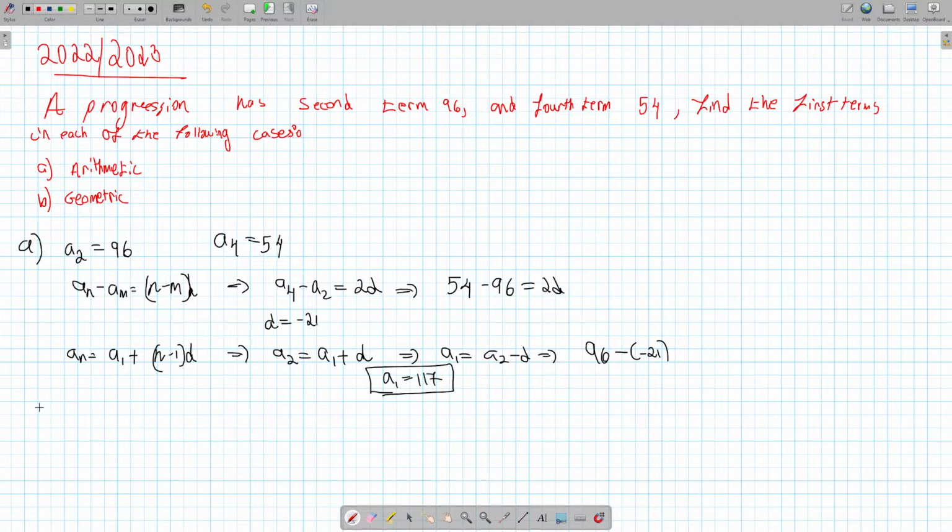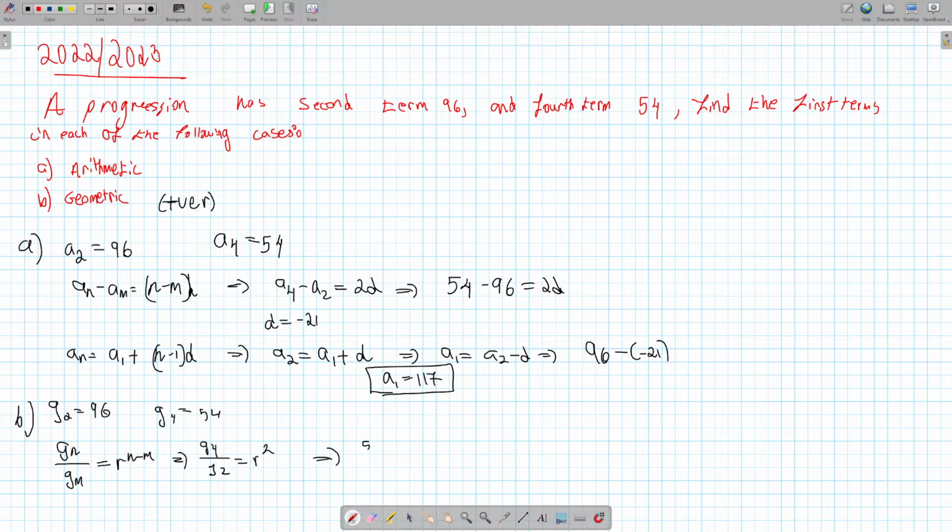Part B, if the progression is geometric with a positive common ratio. They said it's a positive ratio. What do we know? If we have G2 as 96 and we have G4 as 54, can we find the common ratio? Of course we can. We know that any Gn over Gm is equal to r to the power of n minus m, right? So G4 over G2 is going to be equal to r to the power of 4 minus 2, which is r squared. So 54 over 96 is equal to r squared.